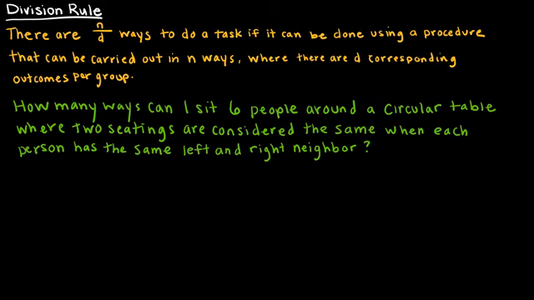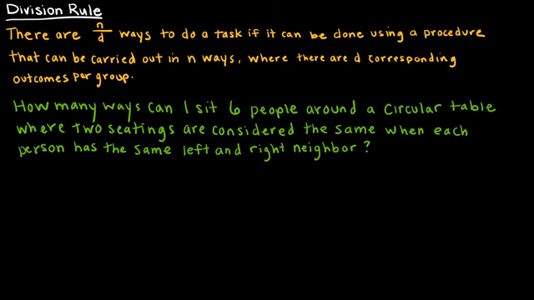The last rule I would like to go over is the division rule. The division rule essentially says there are n divided by d ways to do a task, if it can be done using a procedure that can be carried out in n ways, and there are d corresponding outcomes per group. So that seems a little bit sketchy and maybe hard to understand. So let's take a look at an example and hopefully help us to understand.